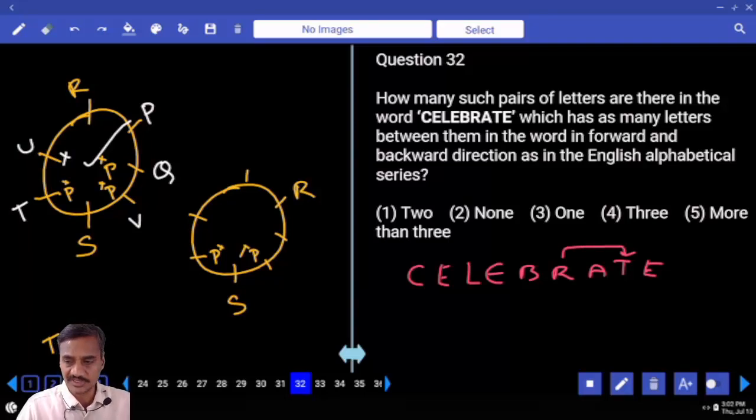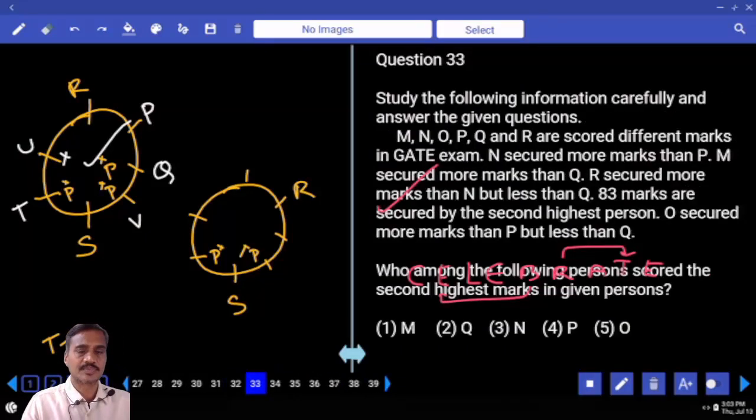And again in the reverse, C, no possible. A, B, C, D, E, F, G. R, no letter more than this. B, C, D, E, there is one more. And that's it. So many pairs, you have two. And two, that is choice one, 30. Then next one, 33 to 35.